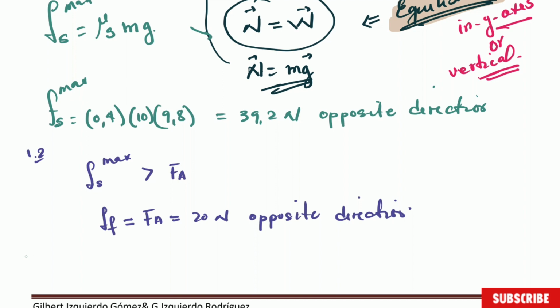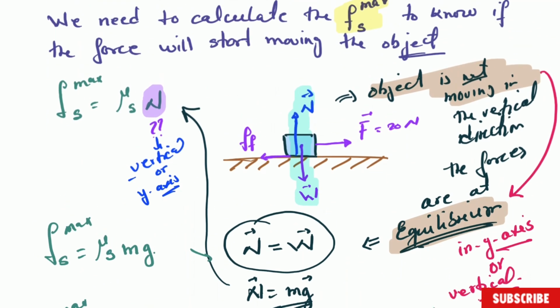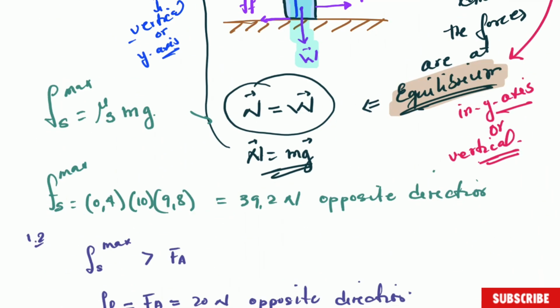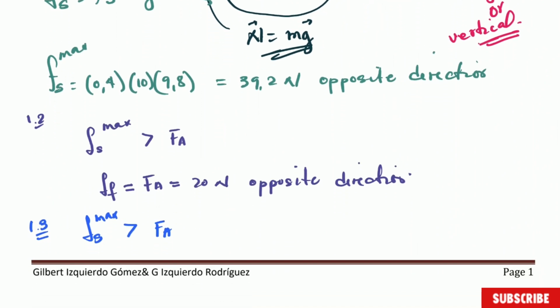What happened to question 1.3? Same story. The maximum static frictional force is still bigger than the applied force. Note the following. In this case, they say they applied 39 and we got 39.2. It's not exactly the same. Therefore, the frictional force is equal to the applied force, which is equal to 39 Newton in the opposite direction.